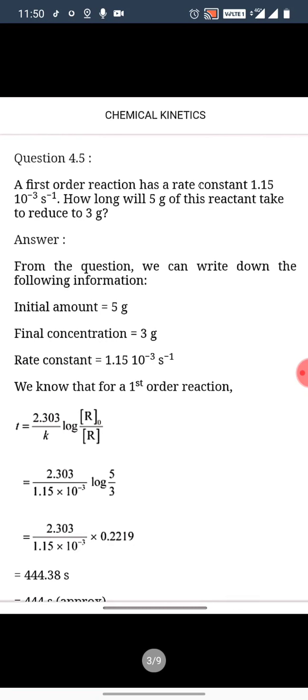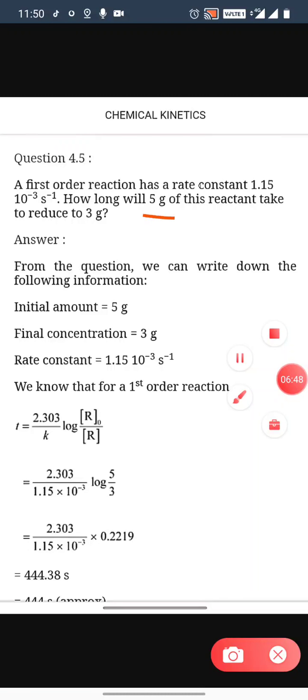So coming to the third numerical. The third numerical is: a first order reaction has a rate constant of 1.15 × 10 raised to the power minus 3. It means that there is a multiplication sign in between, which is missing here. How long will 5 gram of this reactant take to reduce to 3 gram? Okay, so again you have initial and the final values, and the value of K is also given. There should be a multiplication sign.